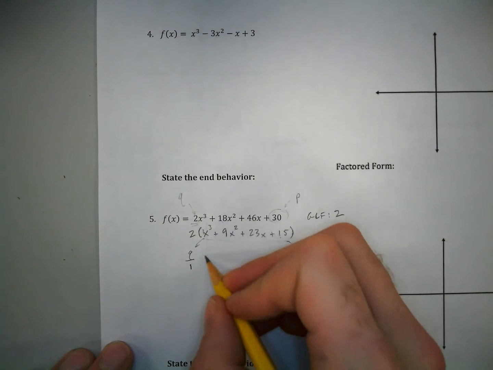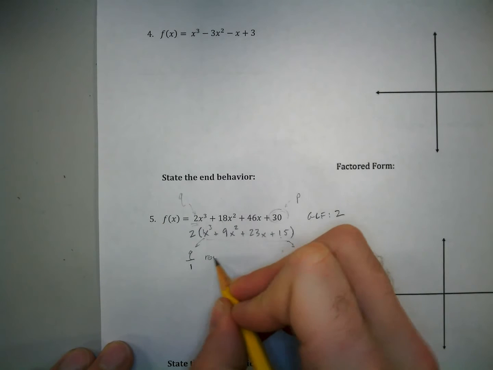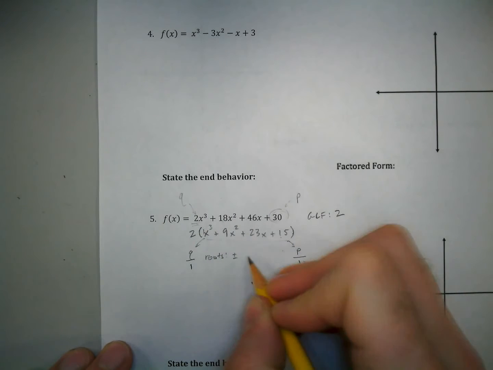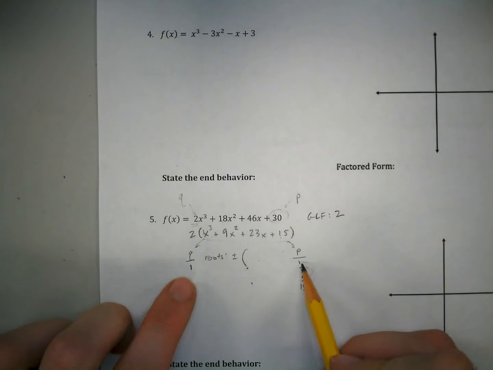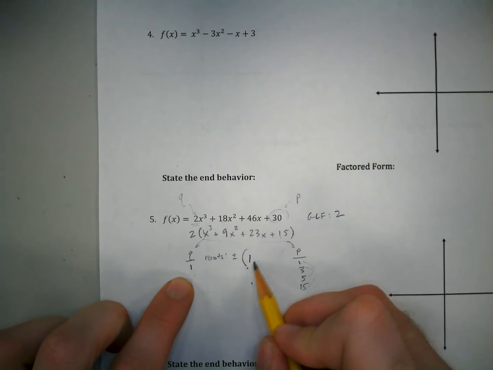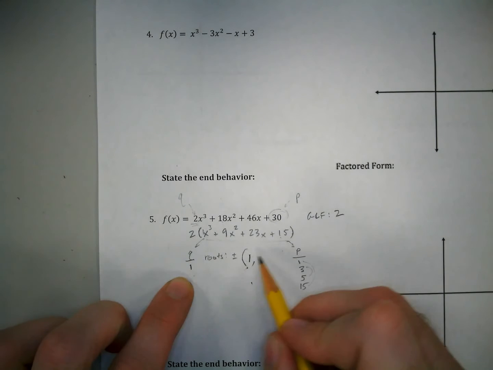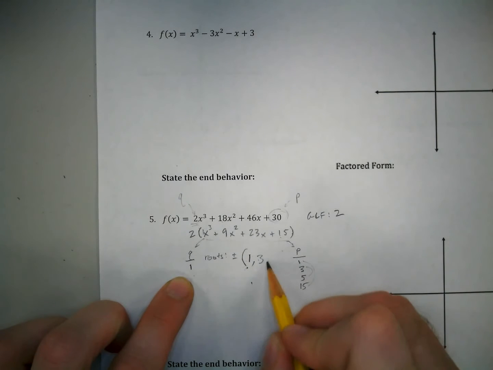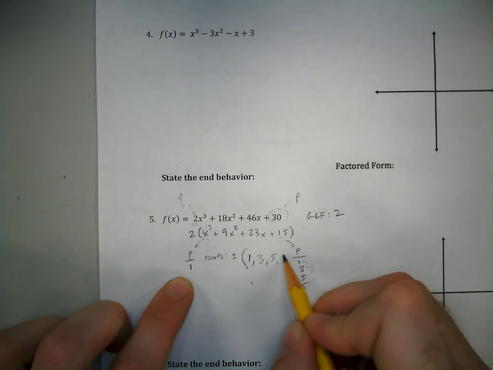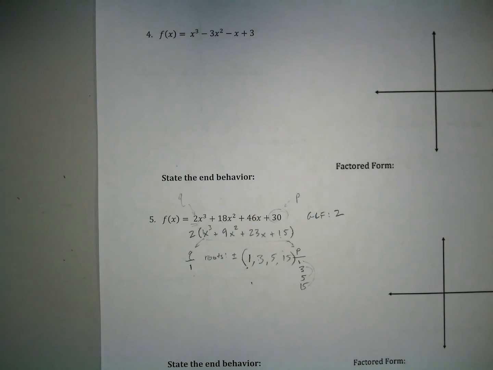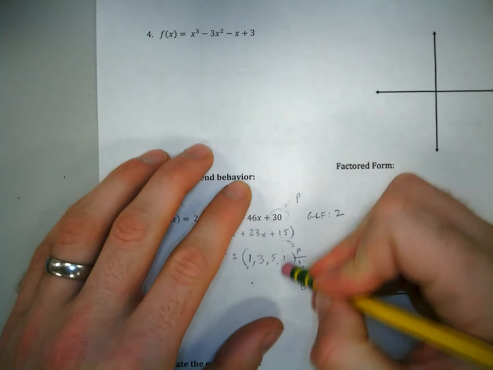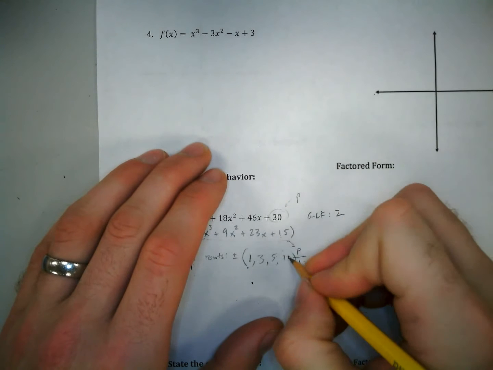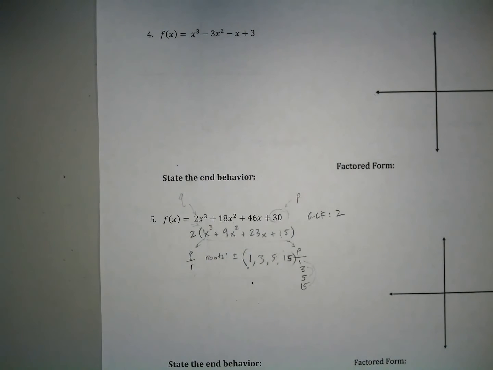So our possible roots could be plus or minus 1 over 1, or 1, plus or minus 3 over 1, or positive negative 3, 5, or 15. So those are our possible roots. 1, 3, 5, and 15.